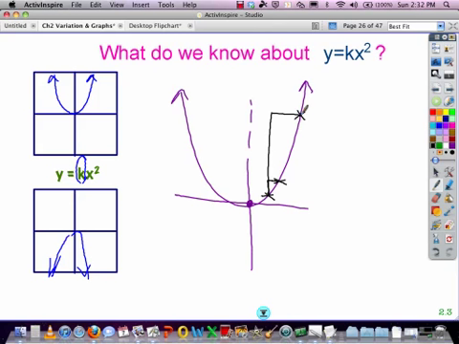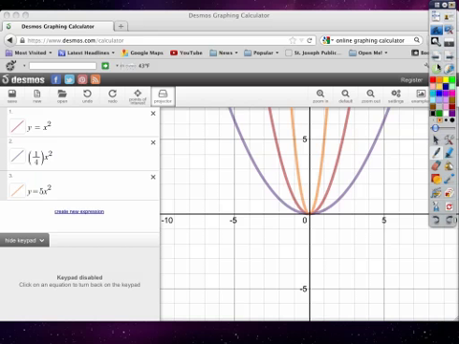Now, we also want to look at that k value in a slightly different light. So for this, I'm going to a graphing calculator. And you can see the 3 equations that I have used. The first equation is the red one, y equals x squared. Pretty normal. K is a value of 1 in that case.